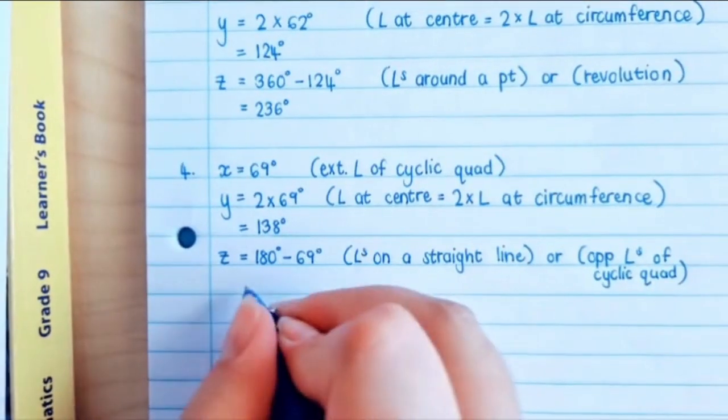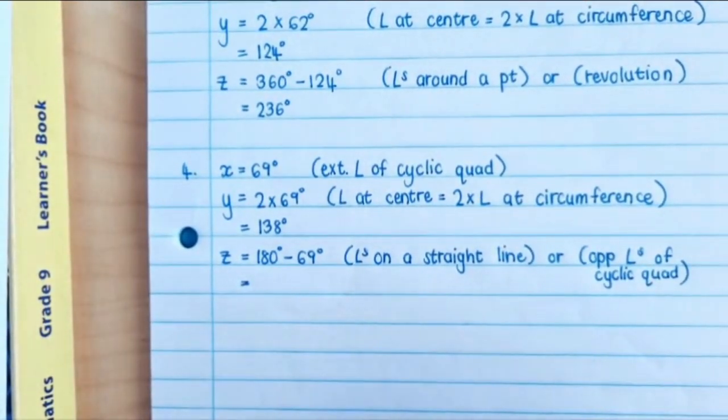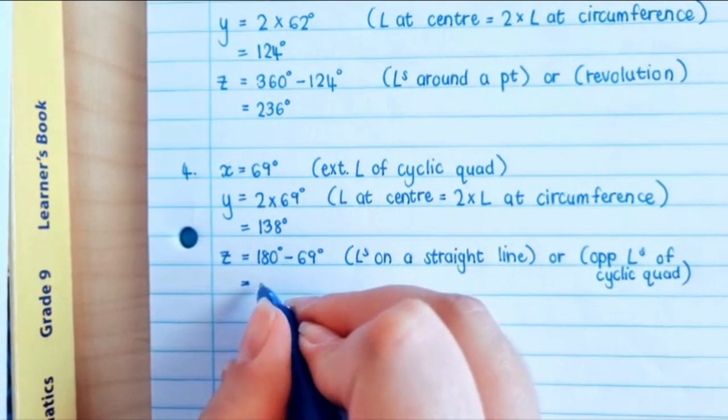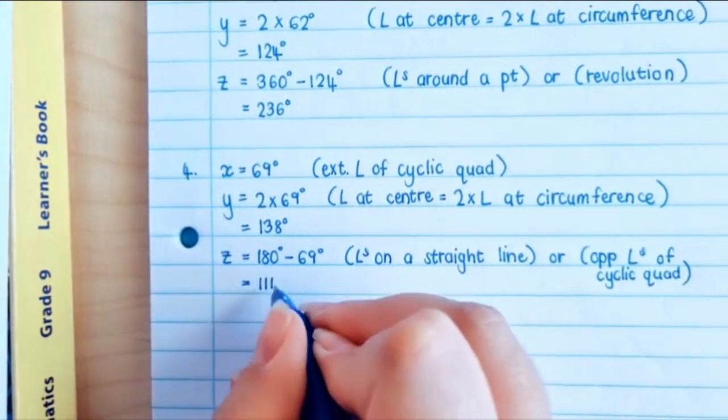Oh, I'm still working that out. So 180 minus 69 is 111. Is that correct? Yeah.